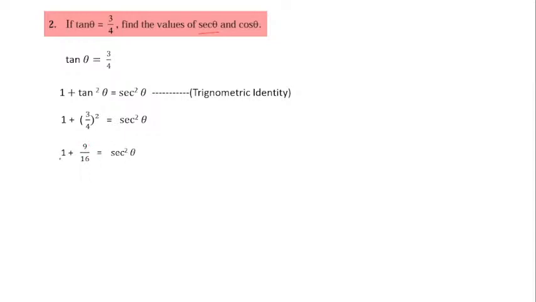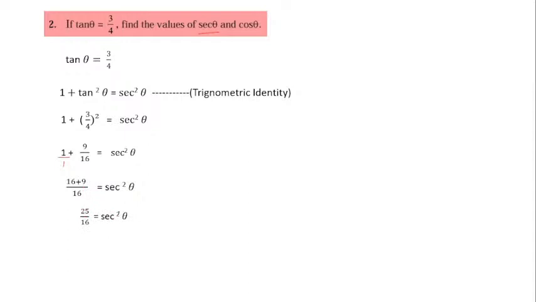Now again here also the denominator of 1 is not given, so it must be 1, and we have to now cross multiply. 16 into 1, that's 16, plus 9 into 1, that's 9, divided by 16 into 1, 16, that is equal to sec square theta. So on the left hand side in the numerator 16 plus 9, that's 25, divided by 16 is equal to sec square theta.